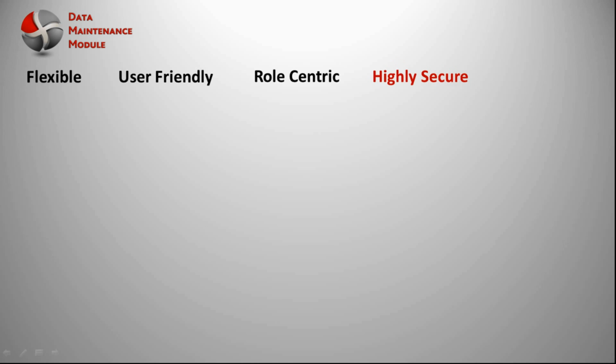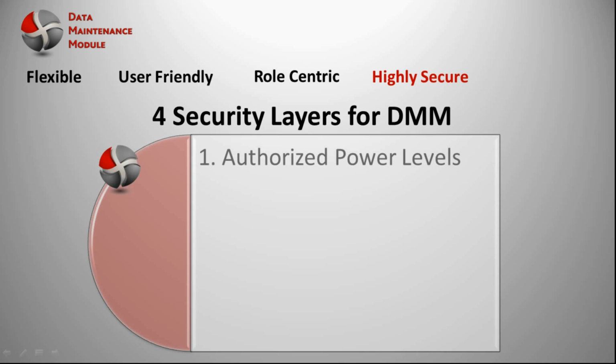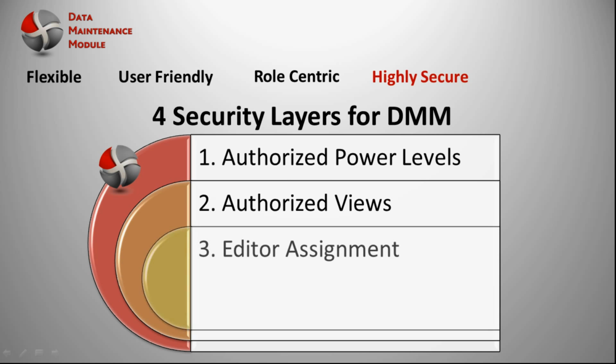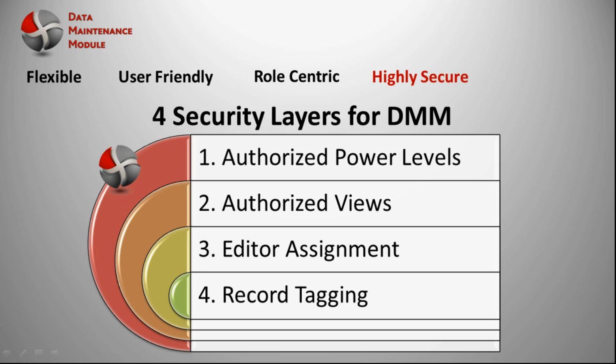Now, what do the security layers look like? First of all, the first level is authorized power levels, which is an application role where you can define what the user can do, which kind of features he can work with in the DMM. The second level is what kind of views he is allowed to see, which kind of role he is in. The third level is what kind of data he is assigned to. And the fourth, what type of record tagging he is in. So these 4 levels guarantee a complete segregation of data information.